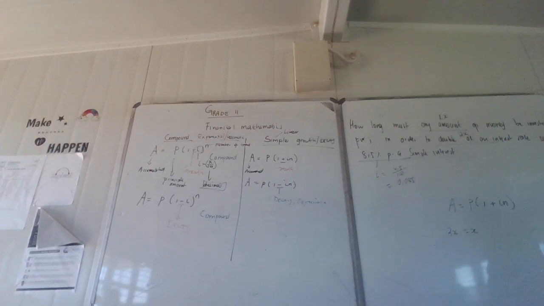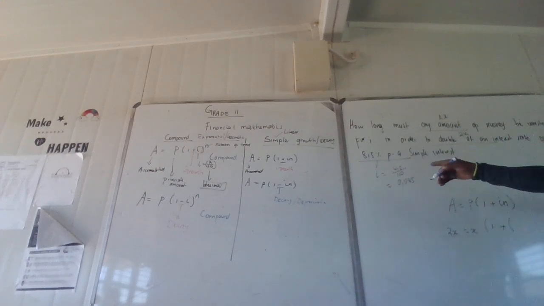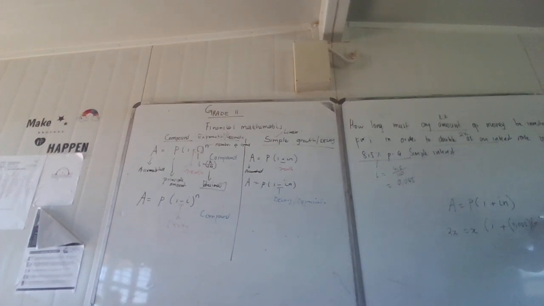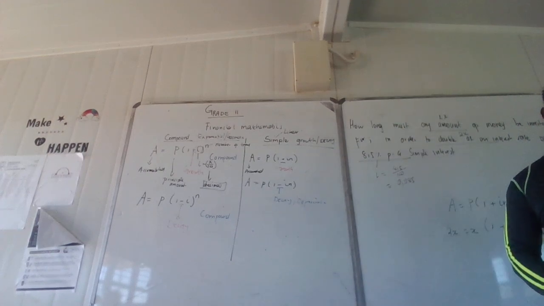We're going to have x this side. Then we have a 1, then our i, we put that 0.085, then multiplied by n, which is the one that we're looking for. We've discovered that we're actually looking for n.